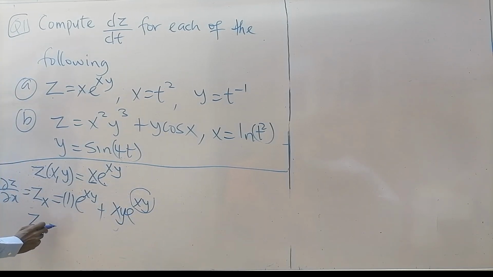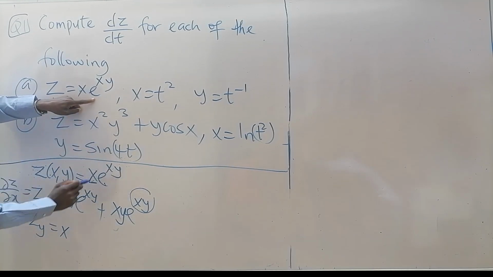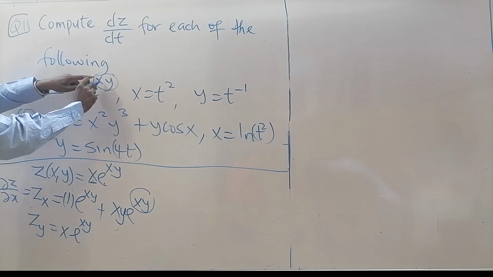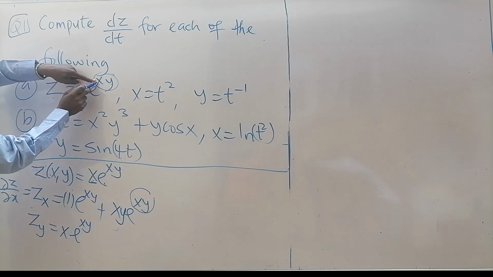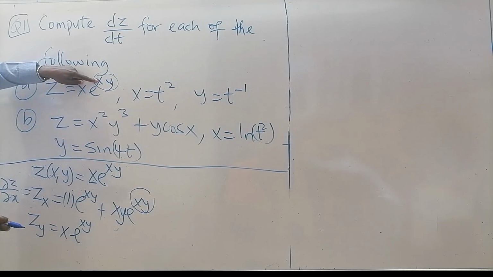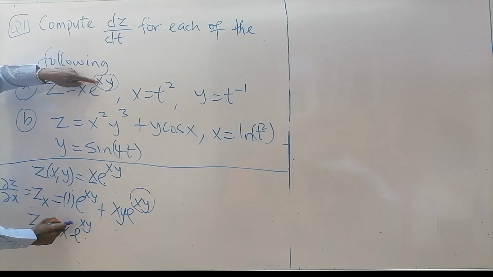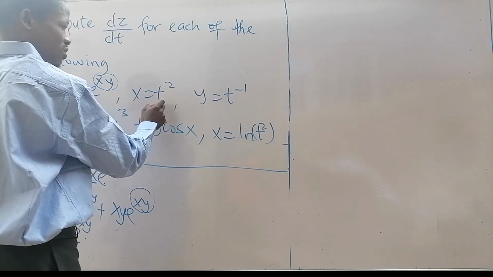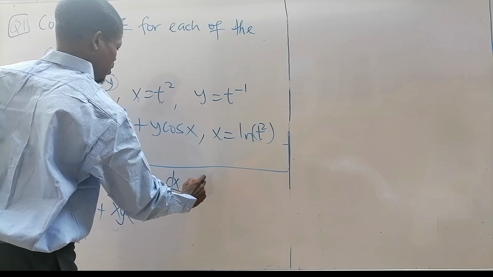Now del z, del y. Keep your x constant, and you differentiate your e function. Derivative of xy with respect to y: in this case, you keep your x constant, you differentiate your y, which is 1. So we have times x, which is x squared. Now this one is a function of one variable, so we get dx/dt, which is 2t.